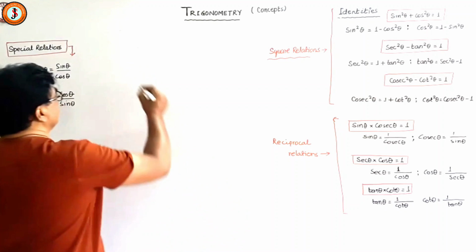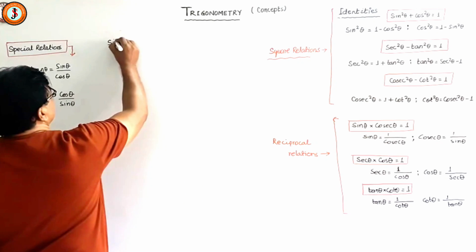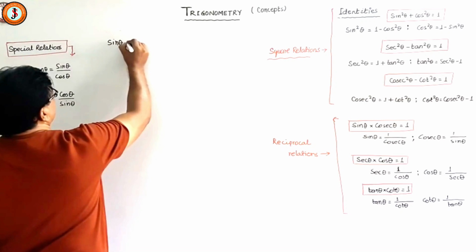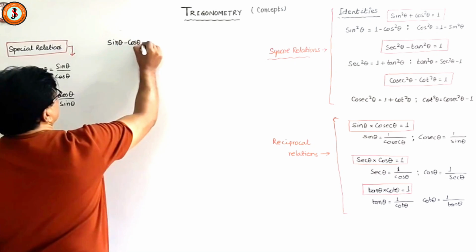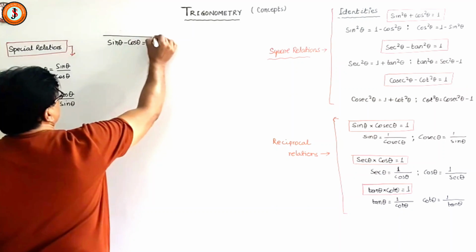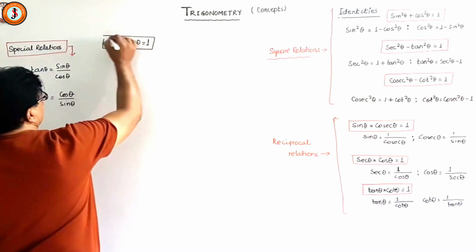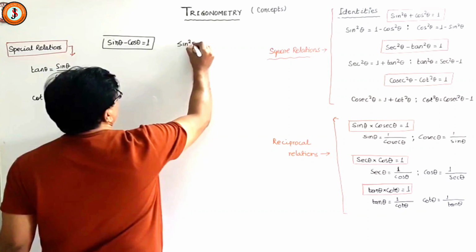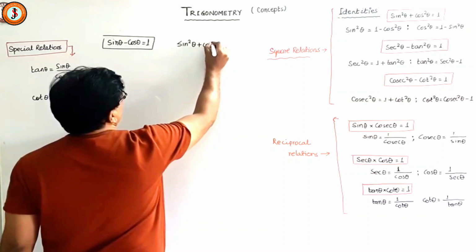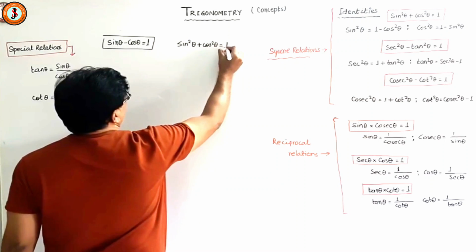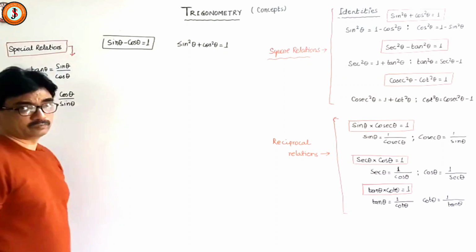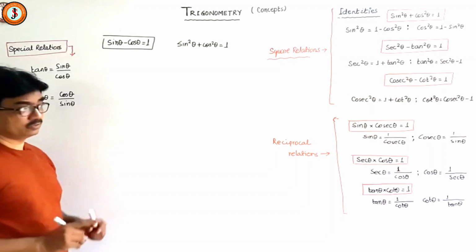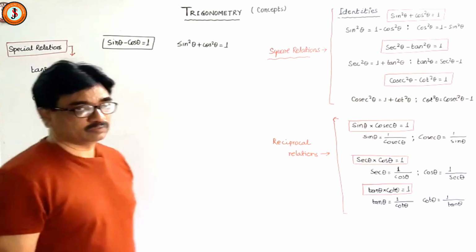We take two things. We take over here sine theta minus cos theta is equal to 1. And we take sine square theta plus cos square theta is equal to 1. There are two things we have taken. Try to understand, these are concepts.